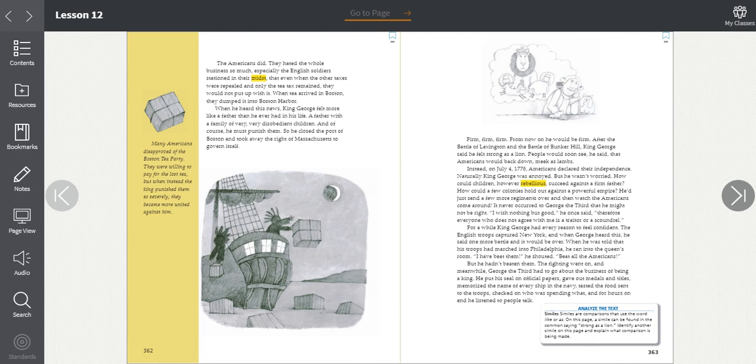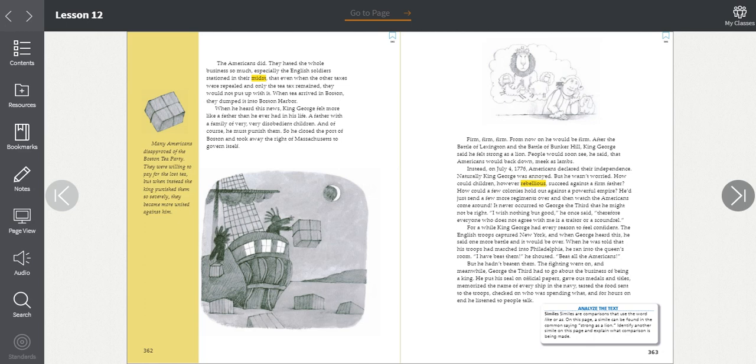When he heard this news, King George felt more like a father than he ever had in his life, a father with a family of very, very disobedient children. And of course, he must punish them. So he closed the port of Boston, and he took away the right of Massachusetts to govern itself.